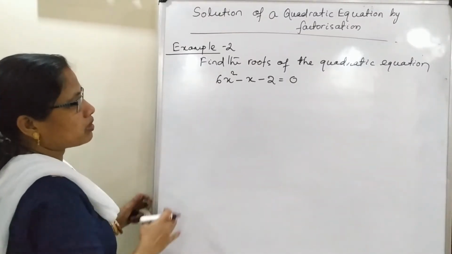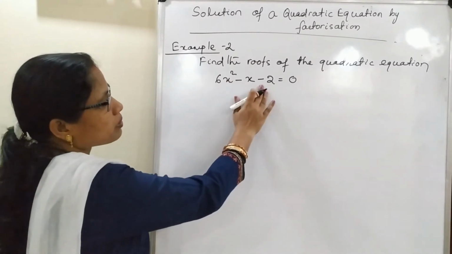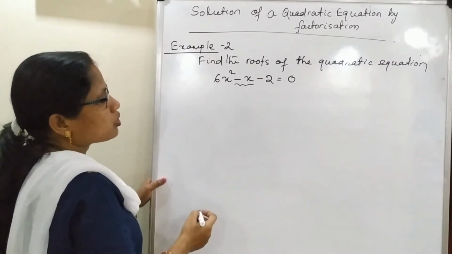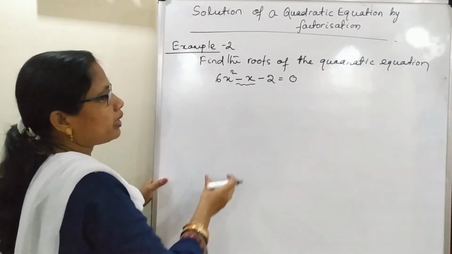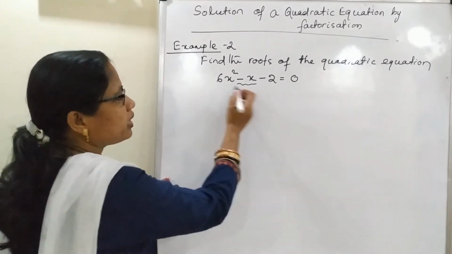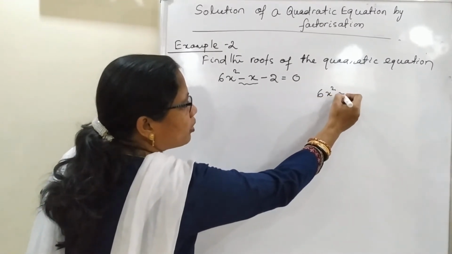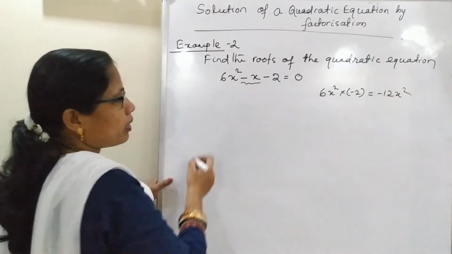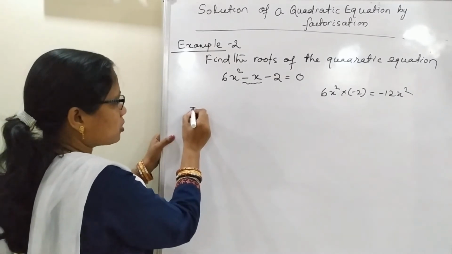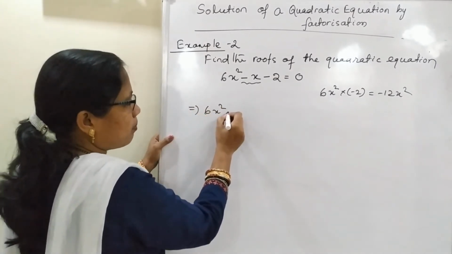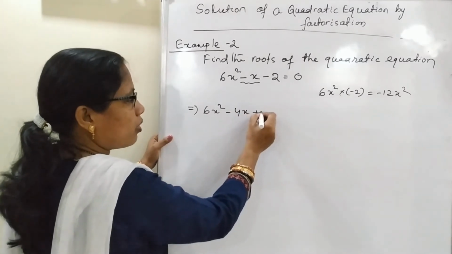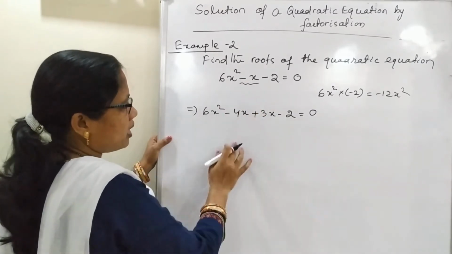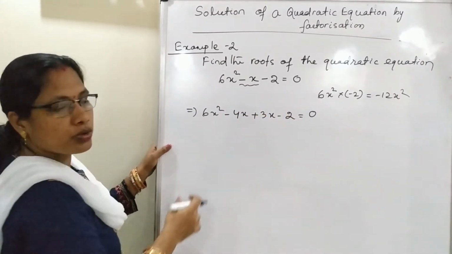The next equation is 6x square minus x minus 2. Here we have to split the middle term minus x. Minus x can be converted into two terms whose product is 6x square multiplied with minus 2, which will be minus 12x square. So we have to split the middle term like this. This implies 6x square minus 4x plus 3x minus 2 is equal to 0. Here the sum is minus x and the product is minus 12x square.